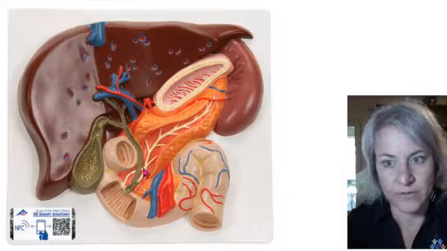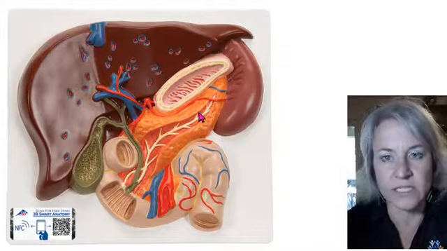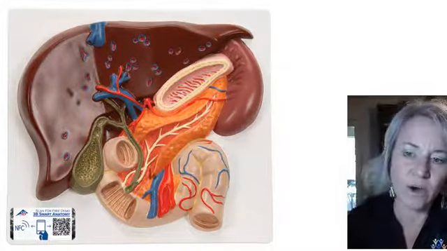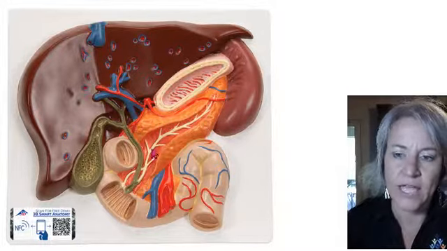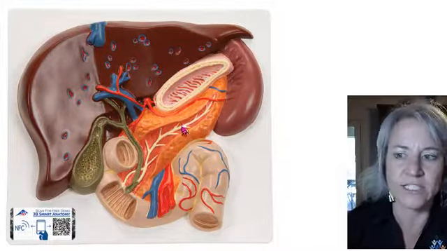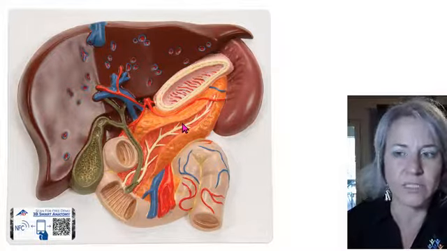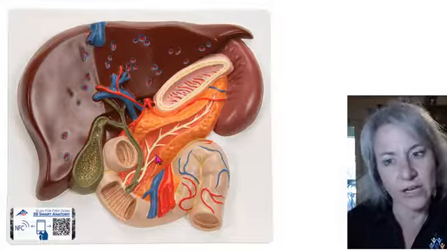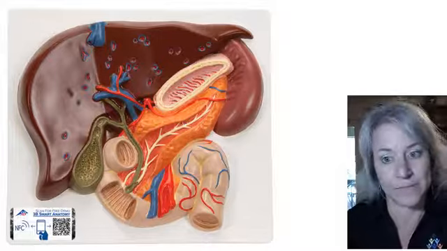So here's another model of the pancreas. The pancreas is an endocrine gland. It has those two hormones, insulin and glucagon. But it is also part of the digestive system. We're going to learn about the digestive system a little bit later. It also is an organ of the digestive system. So it belongs to two systems. Like the hypothalamus belongs to the nervous system and the endocrine system, the pancreas belongs to the digestive system and the endocrine system.